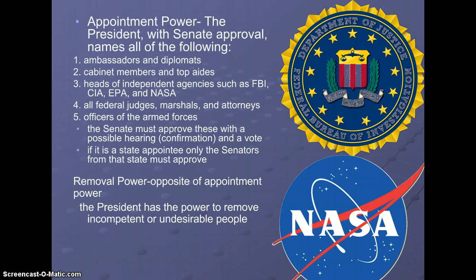The appointment power is basically what it says. It's the president's power to appoint people to different jobs. You can see all the lists of jobs on the screen, 1 to 5. Things like ambassadors, diplomats, cabinet members. We'll talk about the cabinet as we go. Heads of agencies, judges, people in the armed service. So again, that's the appointment power. With that comes the removal power. So basically anybody that he appoints, he can remove.